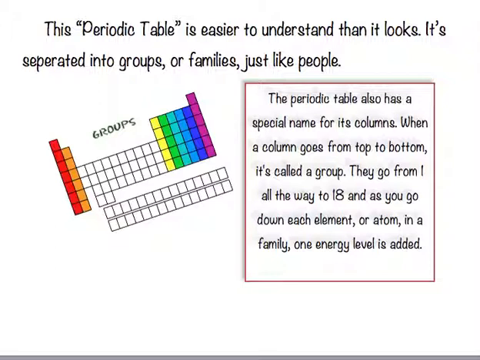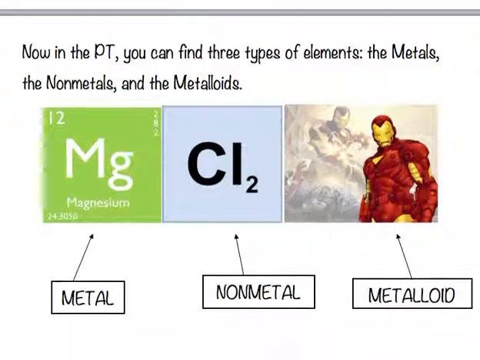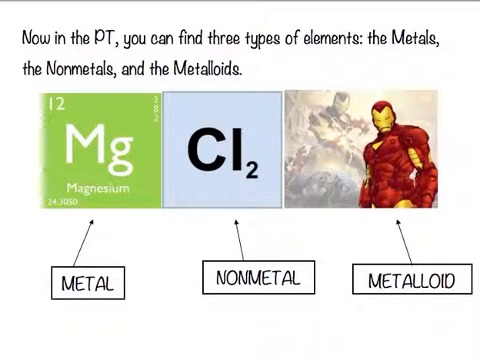It's separated into groups or families just like people. The periodic table also has a special name for its columns. When a column goes from top to bottom, it's called a group. They go from 1 all the way to 18, and as you go down each element or atom in a family, one energy level is added. Now in the PT, you can find 3 types of elements: the metals, the nonmetals, and the metalloids.